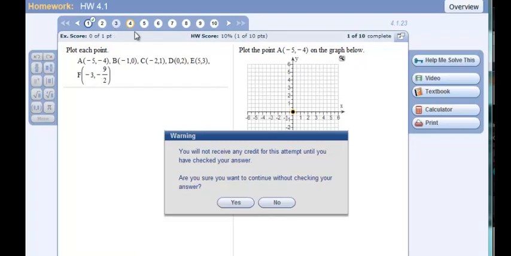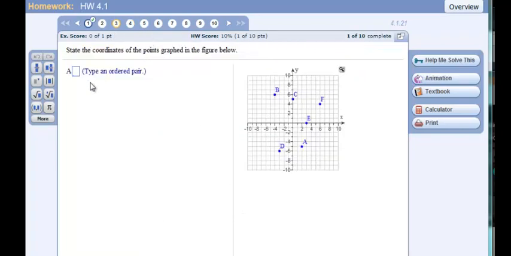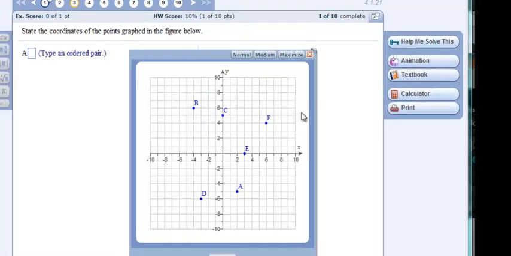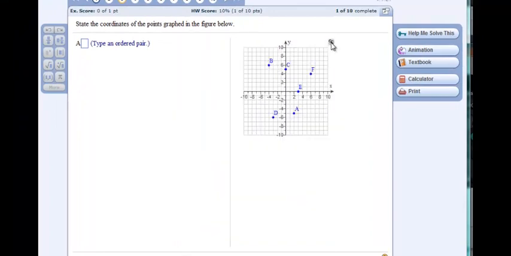Number 3, sorry about that. Number 3 talks about you're just going to go over to the ordered pair and then you type in the value. If you look right here, this magnifying glass will make the graph bigger for you, so you don't have to strain your eyes. And there's normal, medium, and maximum, so you can make the graph actually really big. So if you're having trouble seeing the graph, just click that little magnifying glass and then you can make it bigger. I'm not going to work this problem because hopefully you can count over and count down.